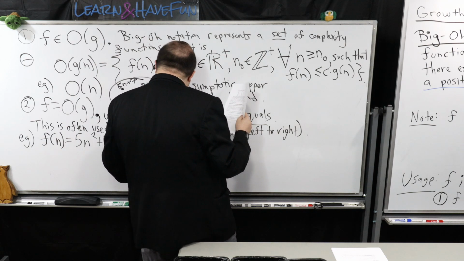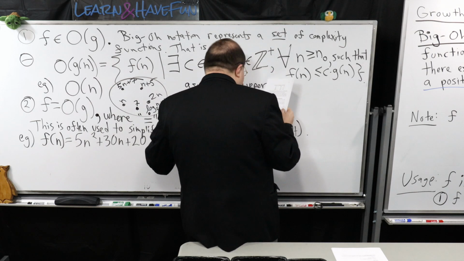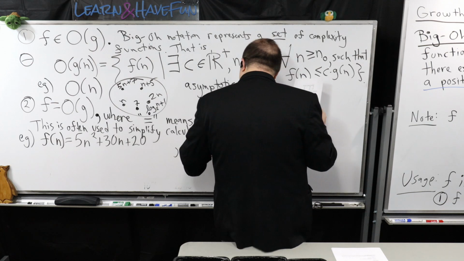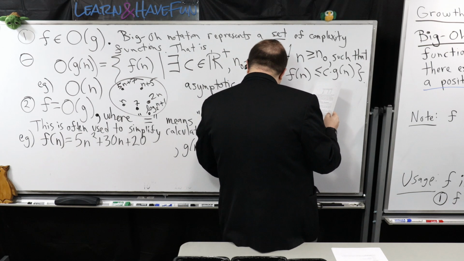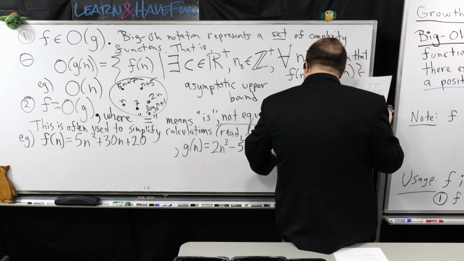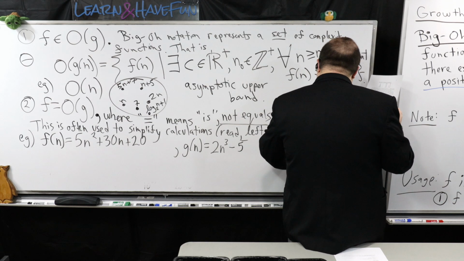And then I'm just going to leave a little space here. So leave a little space when you're writing this down. I'm going to have g with input n. It's going to be 2n cubed minus 5. Leave a little space again there for that. And we're going to have h with input n. It's just going to be 4n.